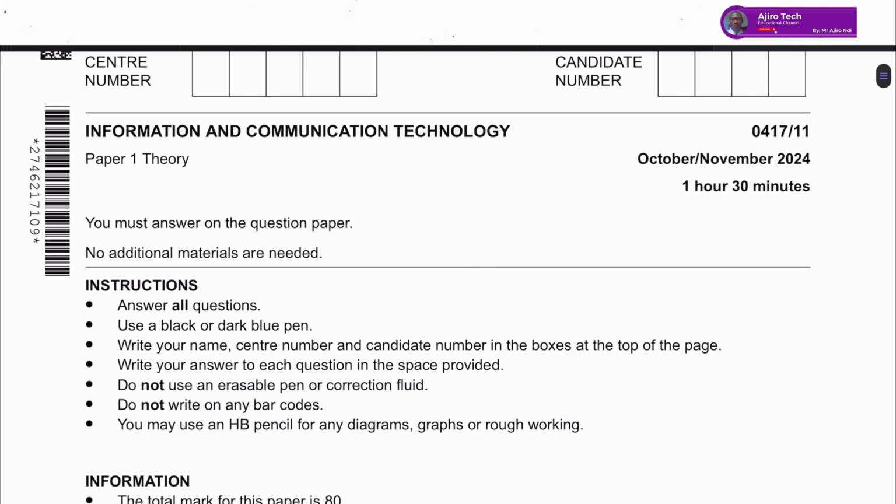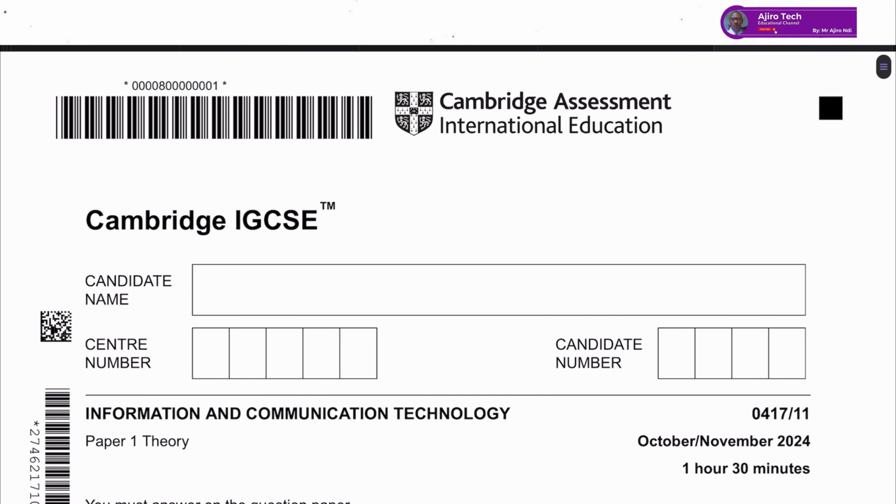The instructions are very important, so please go through the instructions, okay? And they would help you a lot. Total mark is 80 marks, okay? So I'll be a good student by writing my name first. So I have my candidate name here. My center number has always been AN017. That's my center number. My candidate number is 2024.